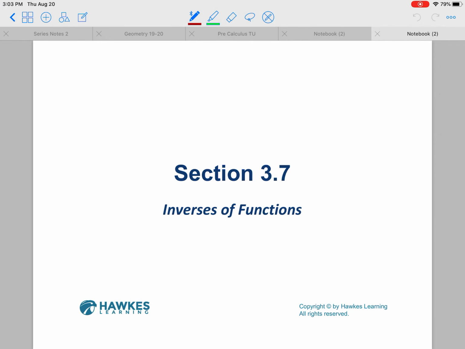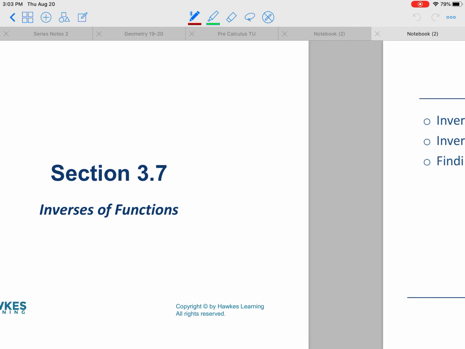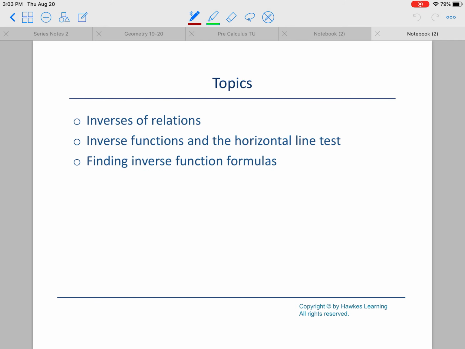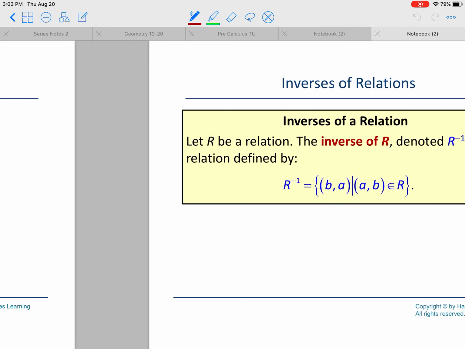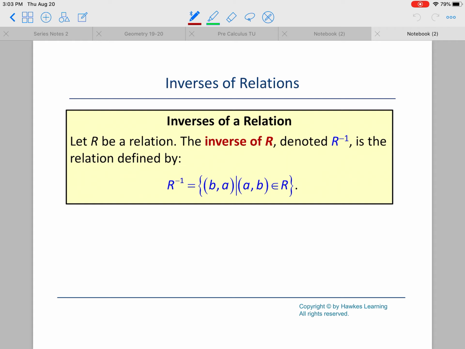In this lesson, we're going to be looking at inverses of functions and relations. So our topics today are going to be inverses of relations, then we're going to look at inverse of functions and the horizontal line test, and then finding inverse function formulas. So first, let's look at what makes a relation and its inverse.